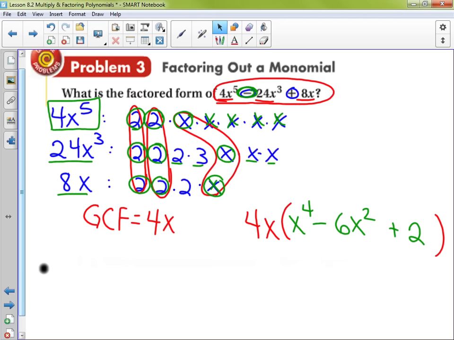So the answer, when I have factored out the greatest common factor, is 4x times the quantity x to the fourth minus 6x squared plus 2. And that's the answer in factored form.